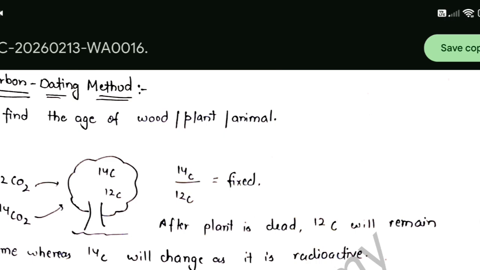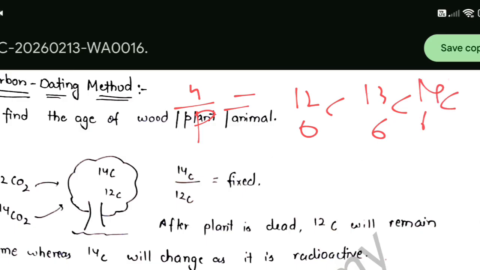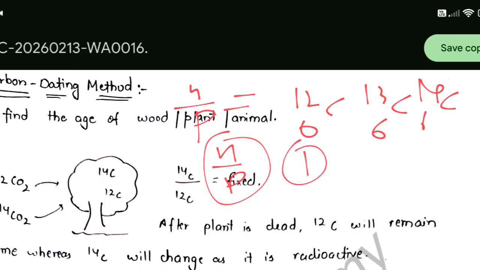Because when we find out the N by P ratio, see, 12C atomic number is 6, 13C atomic number is 6, and 14C atomic number is 6. When we find out the N by P ratio, that is neutron to proton ratio, it will come 1 for 12C, 1.1 for 13C isotope and 1.3 for 14C isotope.